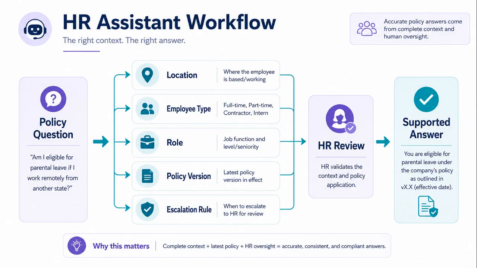Now let's look at business example, HR. An HR assistant answering policy questions needs specific context. The policy may depend on location. It may depend on employee type. It may depend on job role. It may depend on the latest policy version. The assistant should also know when to escalate to HR. Context engineering helps avoid generic and incorrect policy answers. It supports more careful employee guidance.